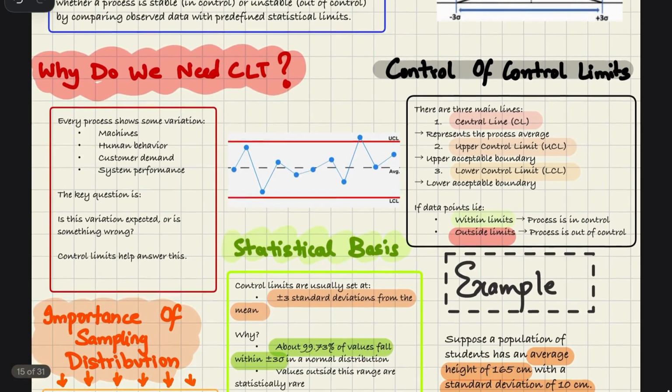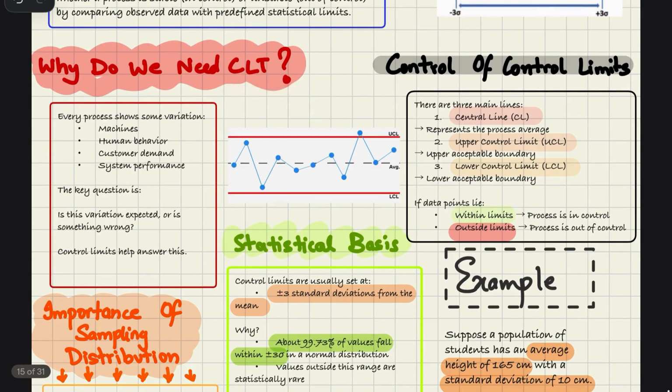So why do we need control limit theory? Every process shows some variation, like machines, human behavior, customer demand. There are variations in the behavior. So the key question is: is this variation expected, or is there something wrong? To answer that, we use control limits to understand the behavior and identify whether it was expected or unexpected.